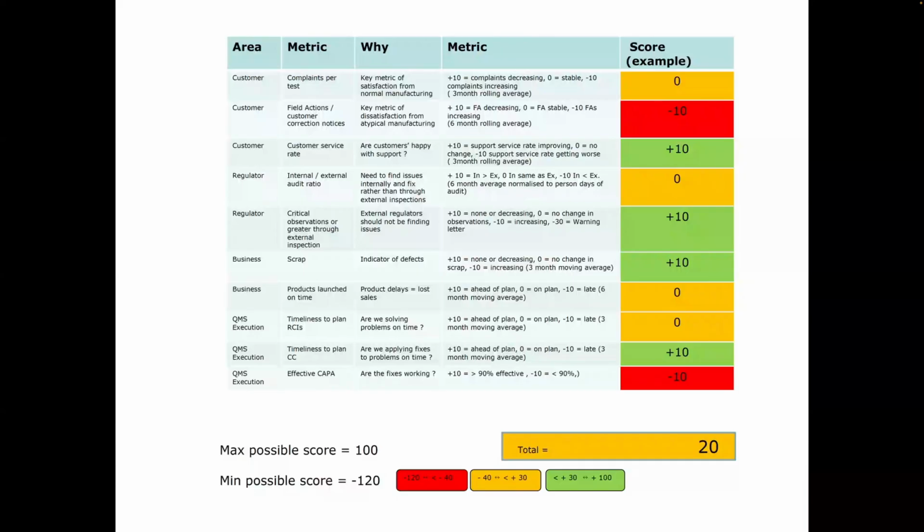So this is an example of a metric dashboard you can construct. On the left-hand side, you've got the different customers of the quality system, the end customer, regulator, business, financials, and some metrics around basically the execution of the quality system. Then you've got the metric, and the next column is really, I'd encourage you to explain why that metric is important. And the next column is really articulating what that metric is.